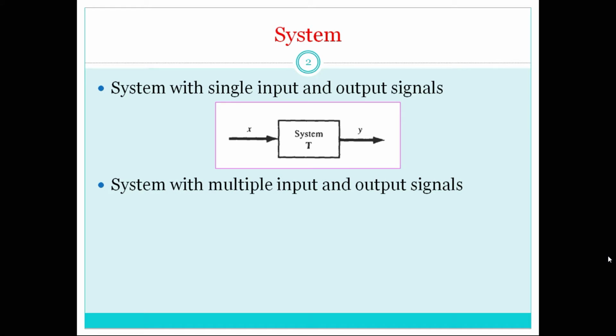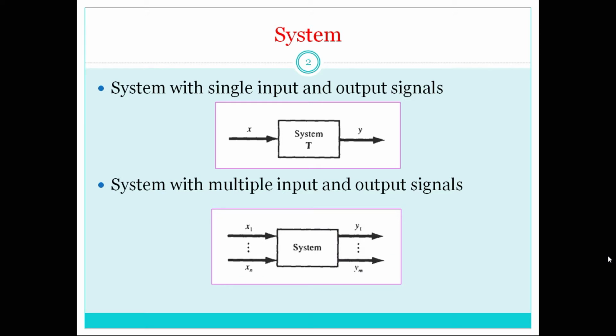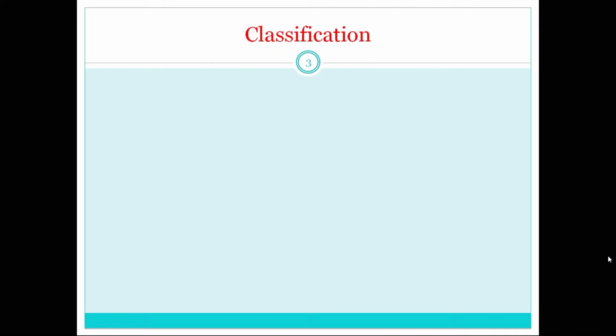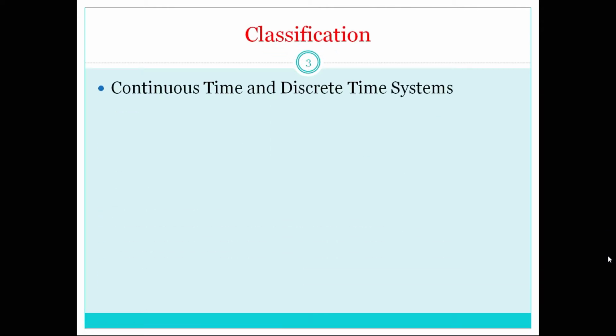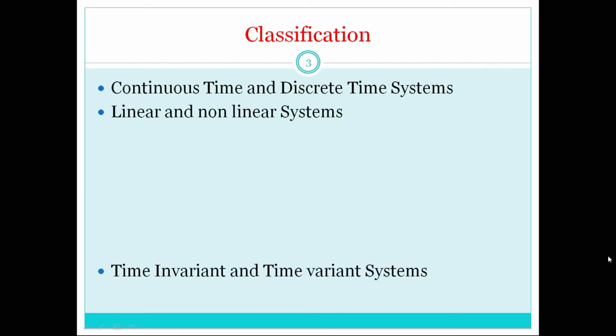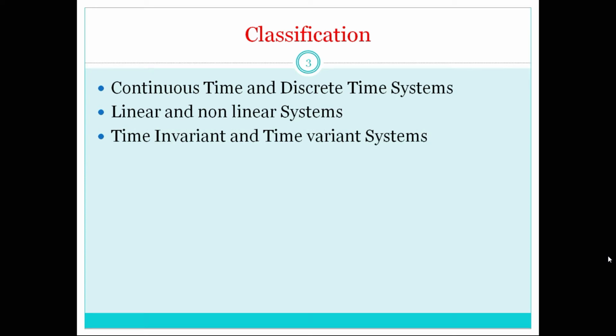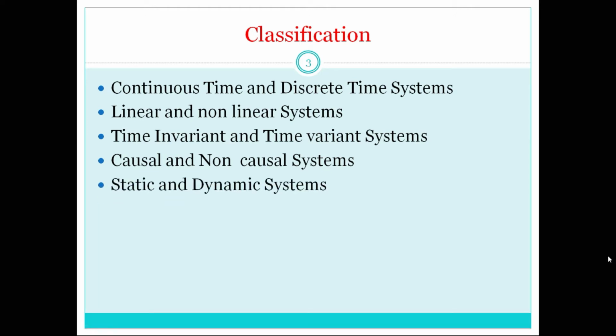And the other system is with multiple inputs and multiple outputs. Here the inputs are from x1 to xn and outputs are from y1 to ym. Next, the classification. There are 4 to 5 classifications in systems. Those are continuous time system and discrete time system, linear and nonlinear systems, time invariant and time variant systems, causal and non-causal systems, static and dynamic systems, stable and unstable systems. Okay, let us see one by one.